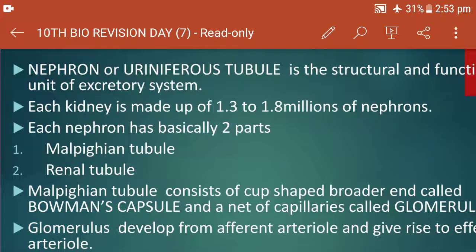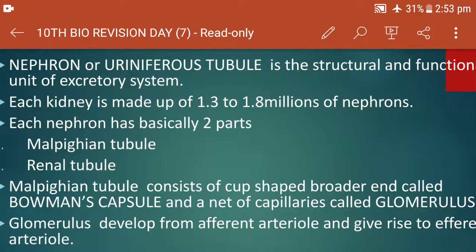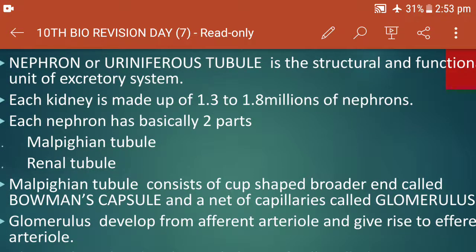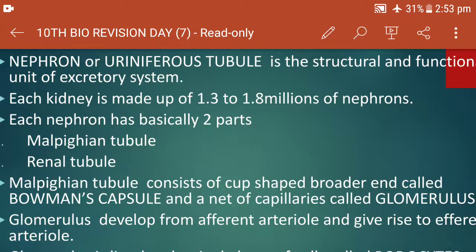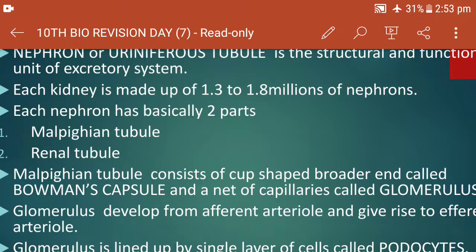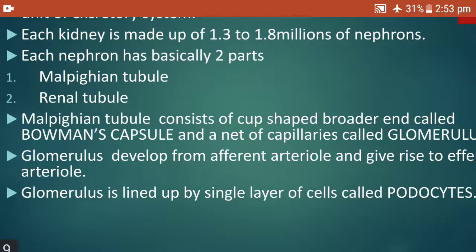Nephron, or the uriniferous tubule, is the structural and functional unit of the excretory system. Each kidney is made up of 1.3 to 1.8 million nephrons. Each nephron has basically two parts, the Malpighian tubule and the renal tubule. As I told you, the Malpighian tubule is again divided into two parts, consisting of a cup-shaped broader end called the Bowman's capsule and a network of capillaries called the glomerulus. Glomerulus develops from the afferent arteriole and gives rise to the efferent arteriole. Glomerulus is lined by a single layer of cells called the podocytes.